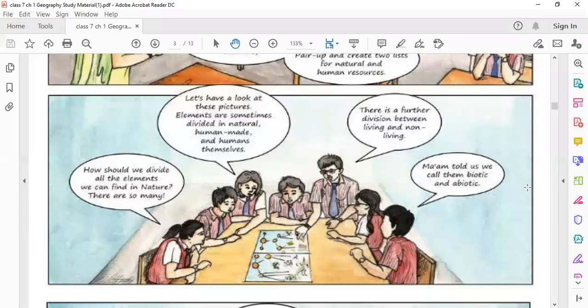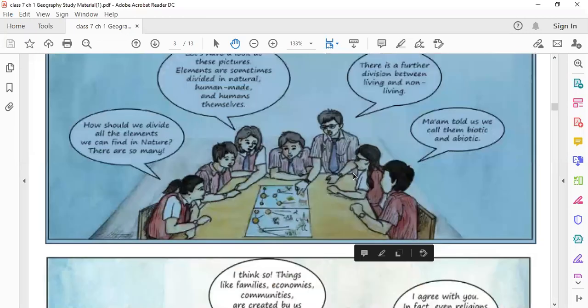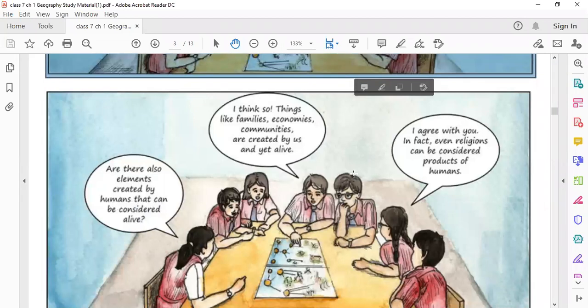Now see, the children are discussing something. The first girl says, how should we divide all the elements we can find in nature? There are so many. The second girl replies, let's have a look at these pictures. Elements are sometimes divided into natural, human-made and human themselves. There's a further division between living and non-living. Okay, so let us look at the division between the living and non-living components of the environment.